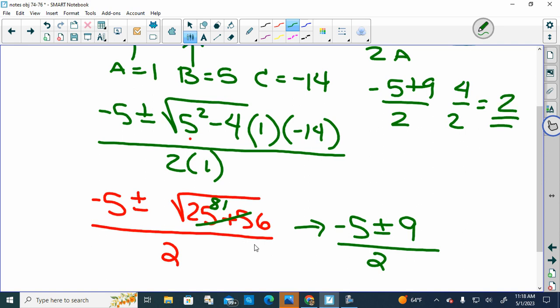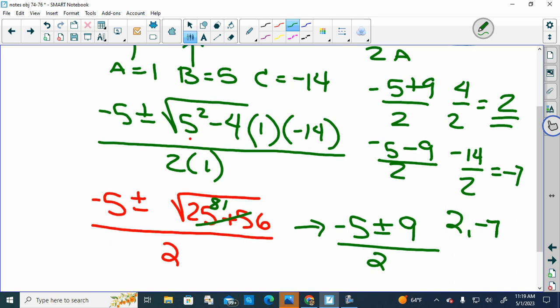Okay, now we're doing it again, but now with the minus. So it's a negative 5 minus 9. What's a negative 5 minus 9? Negative 14. So now I have a negative 14 over 2, which is a negative 7. So my two answers are 2 and a negative 7.